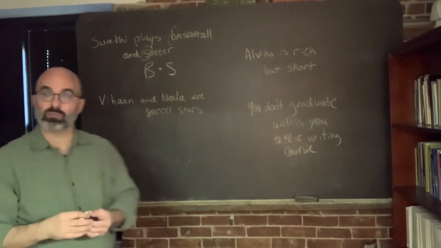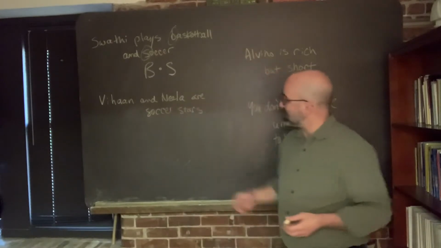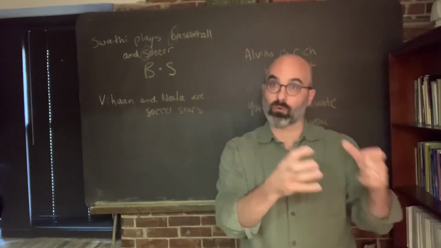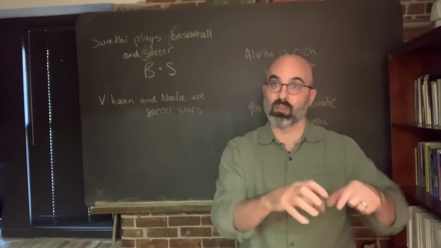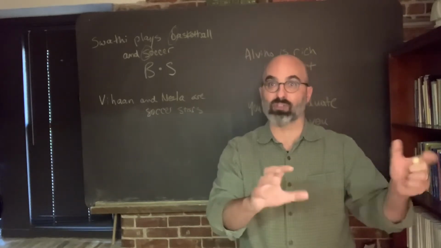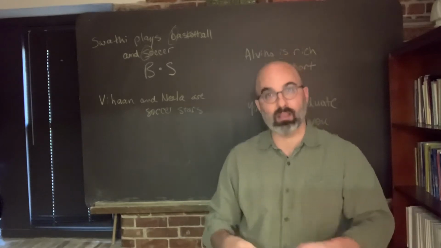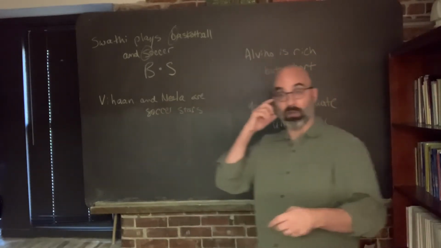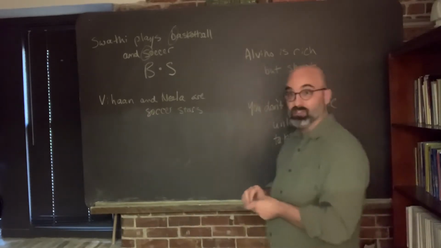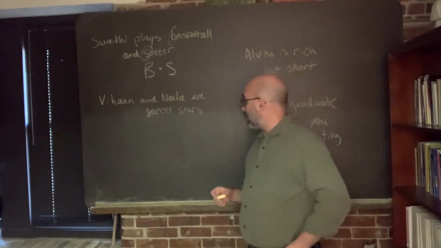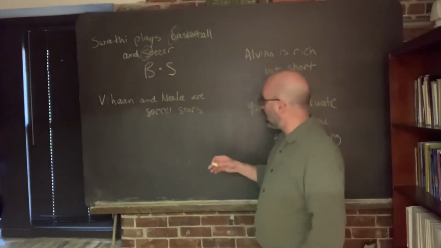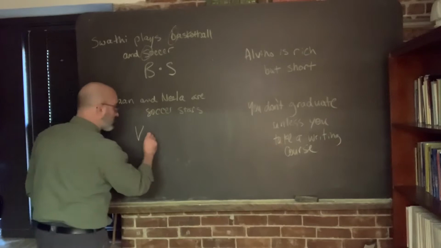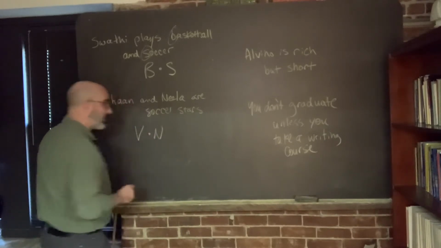Let's look at complex subjects. Vihan and Neela are soccer stars. That's again a case where instead of the predicate being complex, we have two subjects, and we're saying the same thing of both. So, a complex subject and a singular predicate. So here's Vihan being a soccer star. Here's Neela being a soccer star.